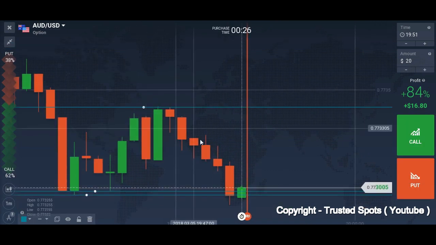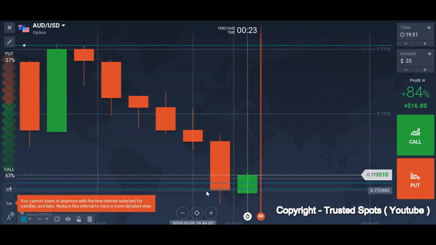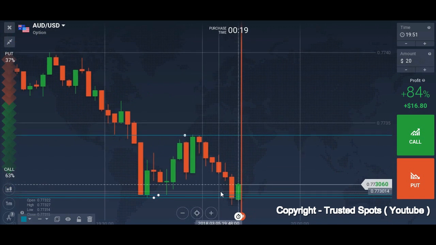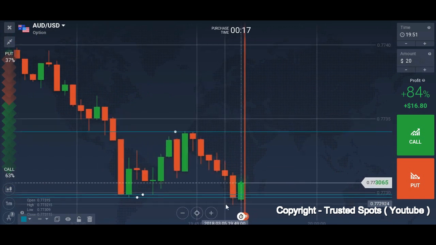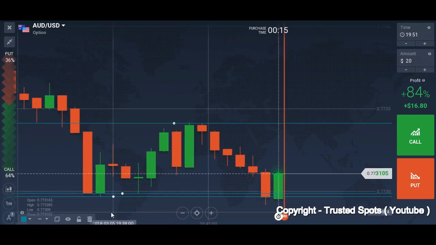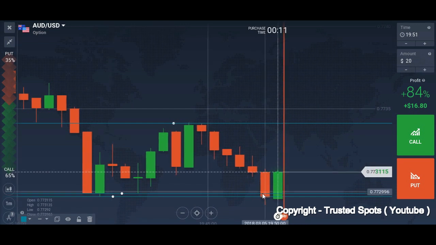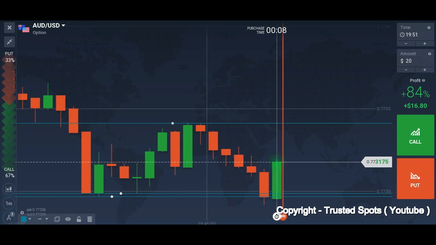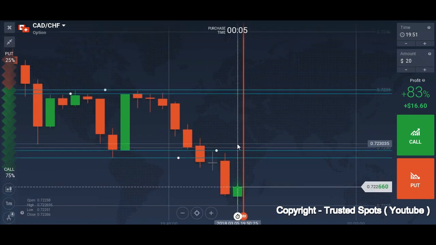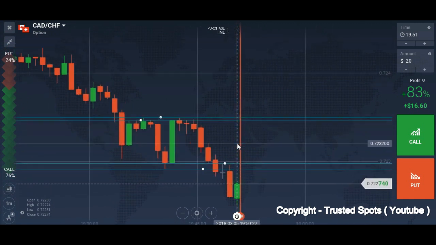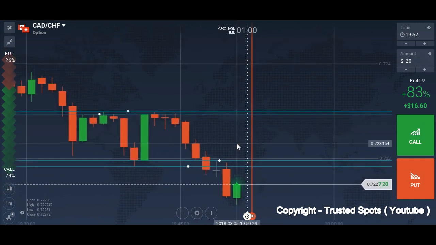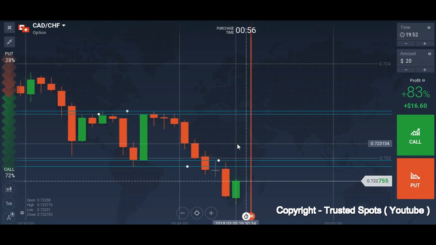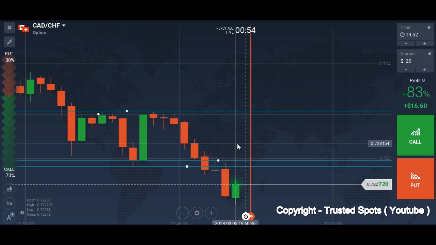Let's wait here. Okay, in this case you can see this is a very minute breakout, so I will not take this as a breakout, neither will I take this as a respect of the support level. So I will wait for a clear breakout. This seems a miss. So let's wait. Sometimes you will get false rejection, false breakout. So you need to stay away from them if you are not confident about it.